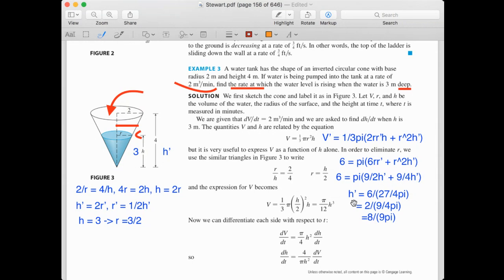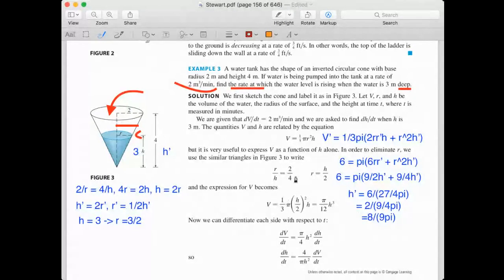So any questions? Right, so the goal is to solve for h prime. I'm going to encourage you to go about solving for r prime. And of course, if we solve h prime, we go back to this equation, and we can find r prime. r prime is just half of h prime, half of h prime, which would be 4 over 9 pi.